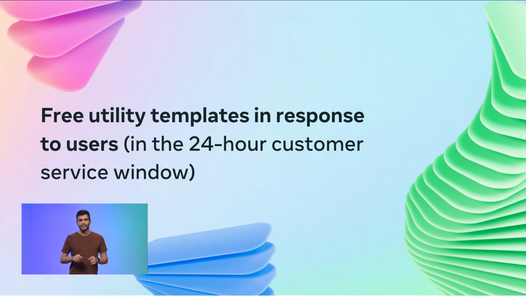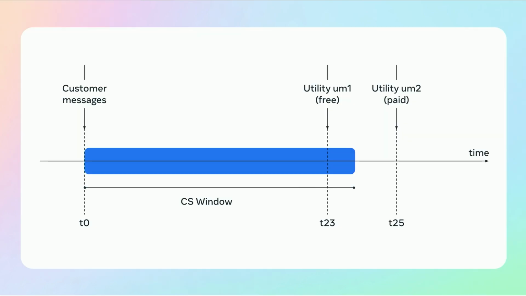Now, the way that free utility templates in response to users in the 24-hour customer service window will work is the following. Utility template UM1 is free because it's sent while the CS window is still open, but UM2 is billed the utility rate because it was sent after CS window has closed. Note that you can also respond for free within the CSW using any non-template message, such as text message, which also would not incur a charge.